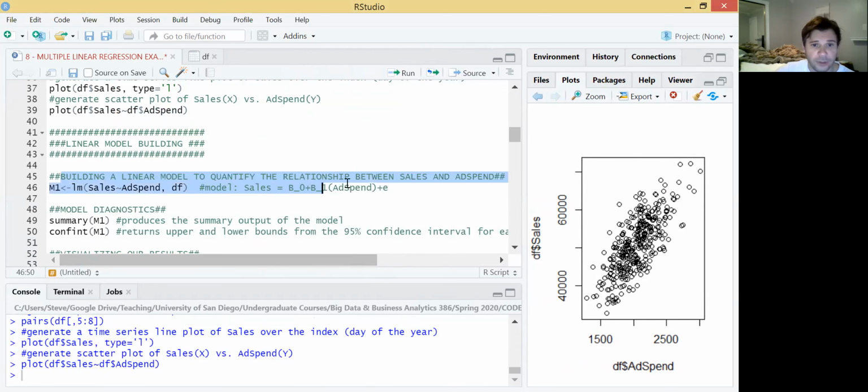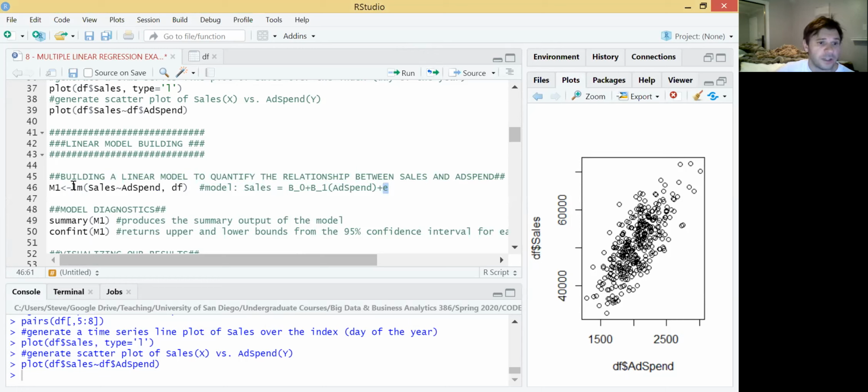So we're going to build a linear model to quantify the relationship between sales and ad spend. So here's the model that we're going to build. Sales is the Y variable. We're going to have an intercept term B0. We're going to have a slope term B1. And the X variable here is ad spend in parentheses. And of course, there is some residual that we'll estimate.